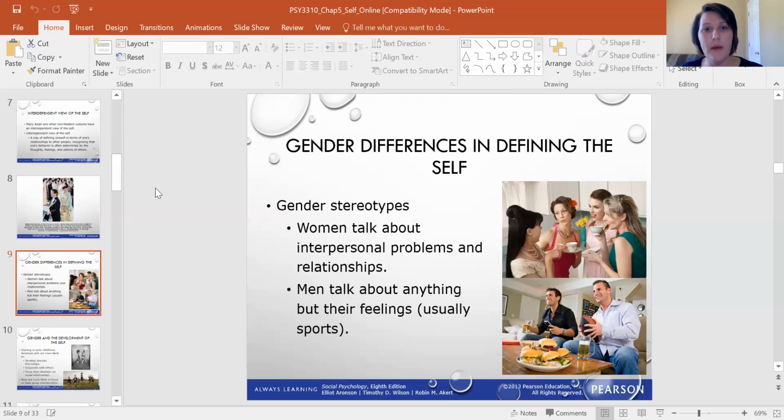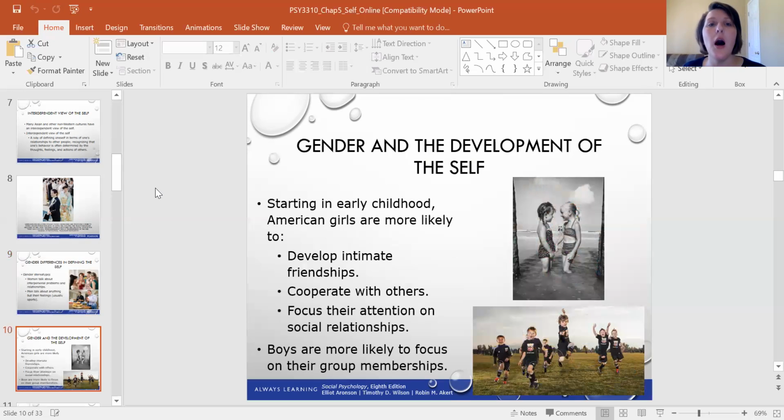And then the other stereotype with men is that they will talk about anything except their feelings. They will go to a sports game, and maybe they're going through a hard patch in their relationship, and they refuse to talk about anything related to their relationship. And these are really big stereotypes. But of course, we know that not every woman likes to talk about her feelings or talk about problems. And not every man is only focused on anything but feelings. And so these stereotypes are very strong, and they are very pervasive in our culture.